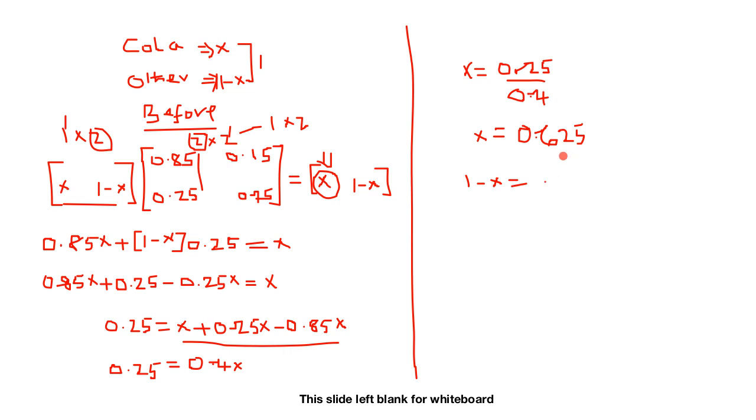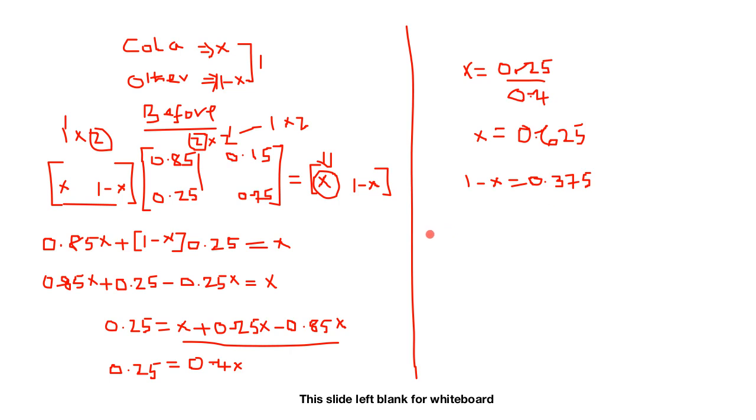Therefore, 1 minus x will now be, we subtract 0.625 from 1, and that will be 0.375.